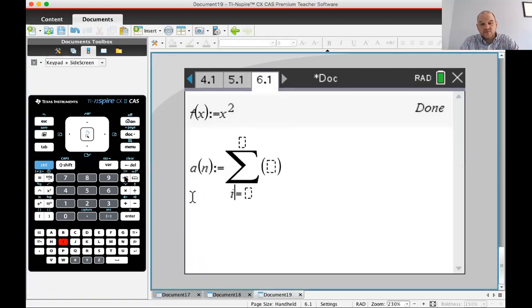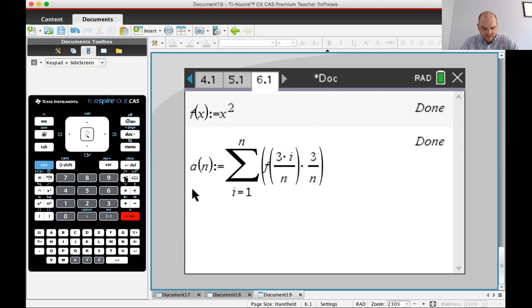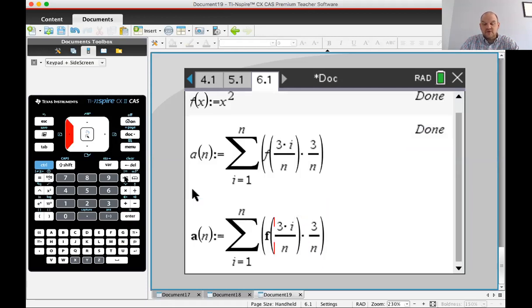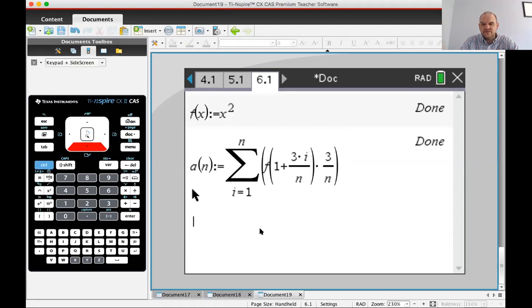This is unquestionably easier to enter. From 1 to n of f of x sub i, which is 3i over n, and then times 3 over n, right? So that's the height times the base. The base is delta x, which is 3 over n. Okay, wait, this is wrong, because x sub i is 1 plus 3i over n, because I started at 1. Let me delete this so you don't have to look at it. Hide your shame, that's what you want to do.